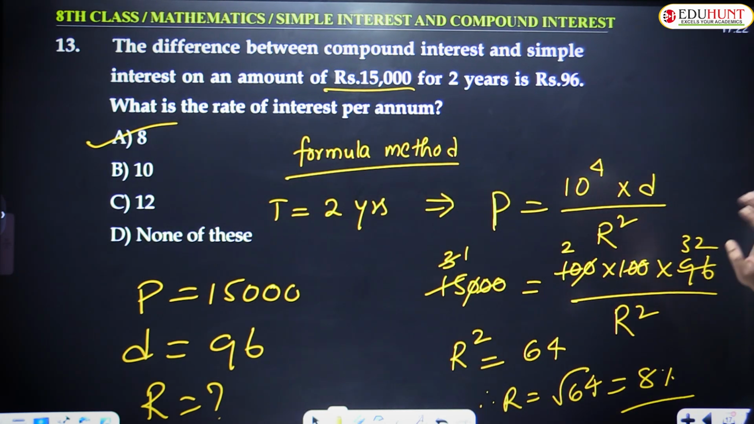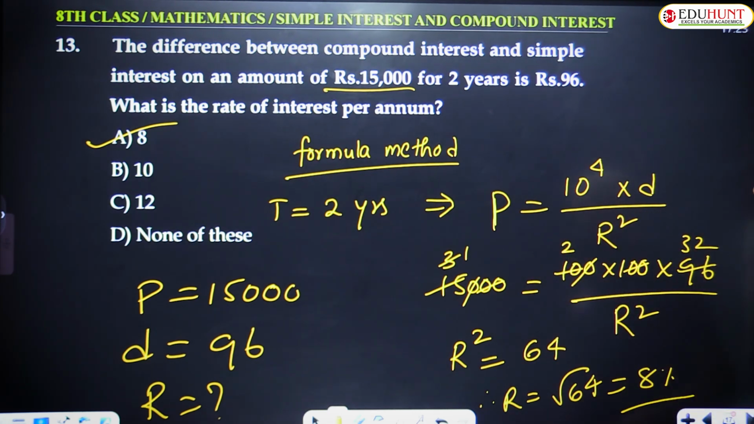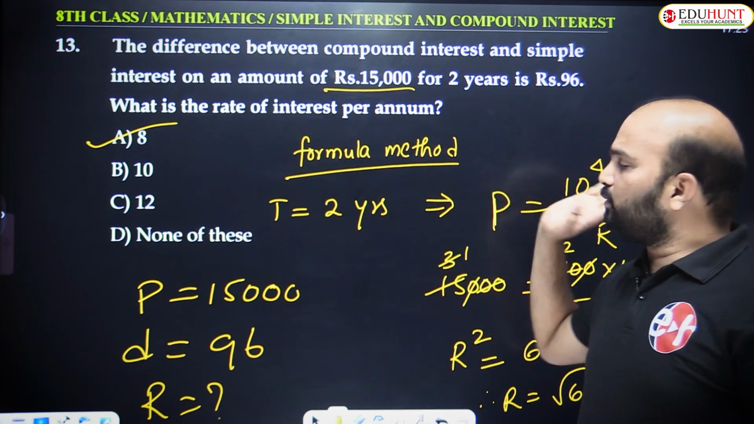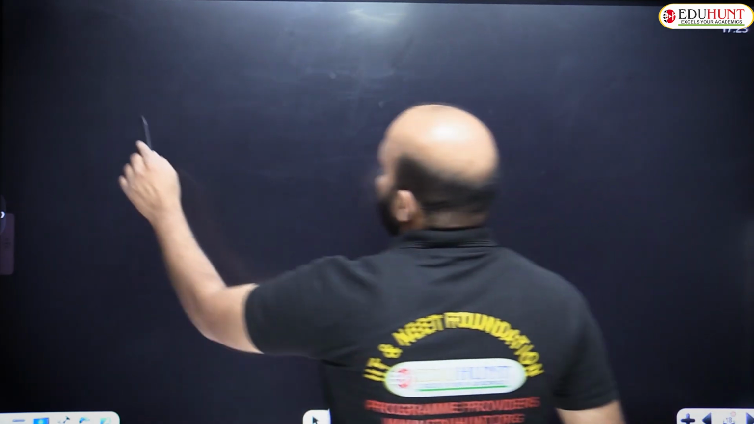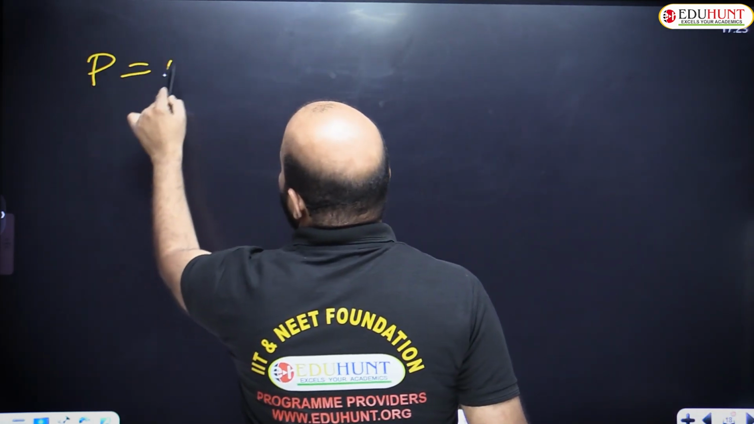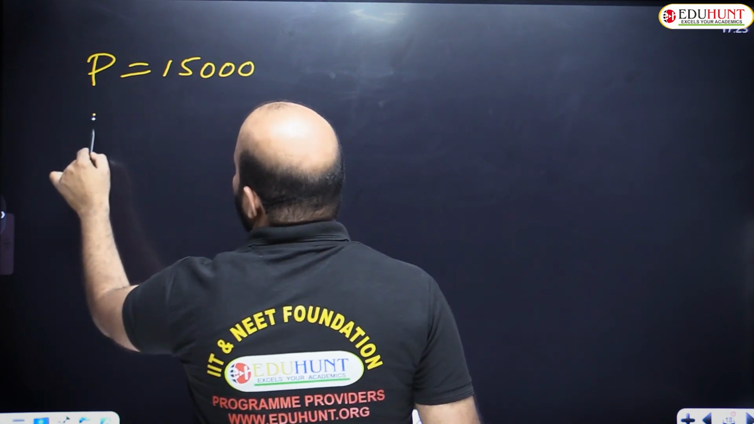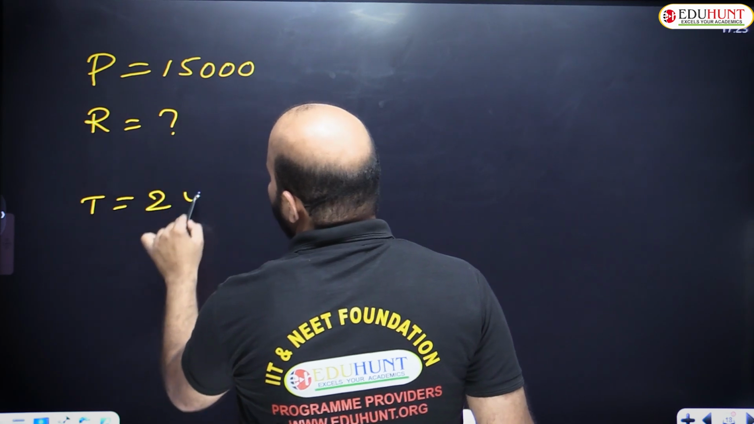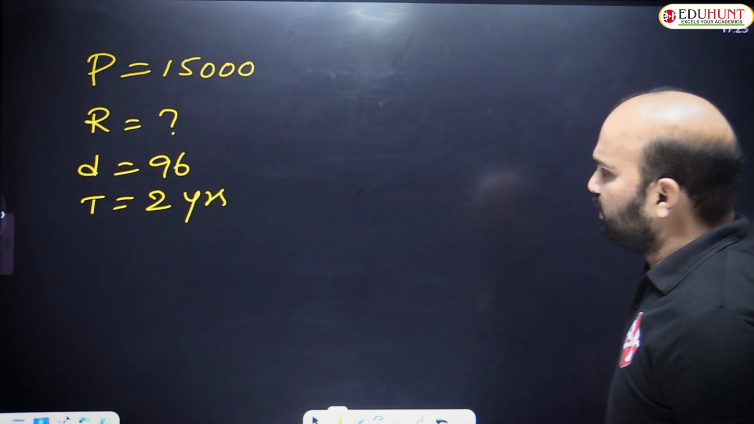So according to the shortcut, clearly we need to understand here: principal, rate of interest, time given, you don't know. Principal, difference between compound and simple interest 96, time 2 years given, but the question I am asking is the rate of interest. Am I clear? So according to the shortcut method, principal how much given? 15,000 rupees. Rate of interest you don't know. Time how many years given? 2 years given. Difference 96 given. Simple and compound difference 96 rupees.